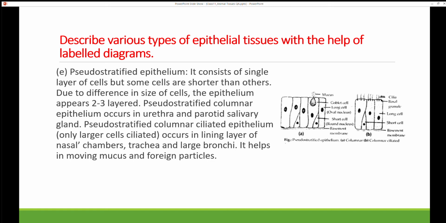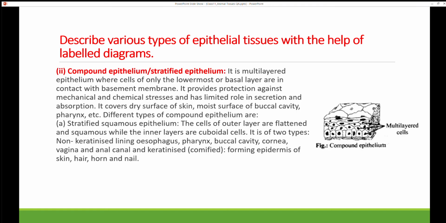It helps in moving mucus and foreign particles. See the short cell and long cell. Another one is compound epithelium, which is stratified, the multi-layered cells. We have discussed as of now only simple epithelium types, which are 5 types. Now we are discussing compound epithelium, which contains multi-layered cells, not a single layer like simple epithelium.